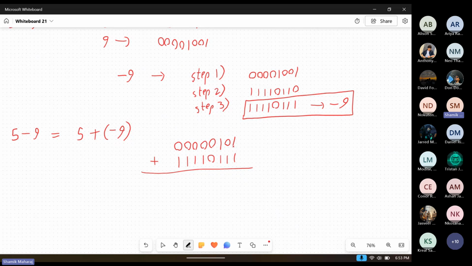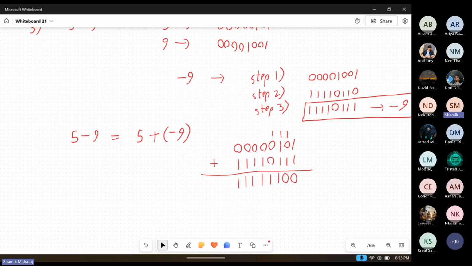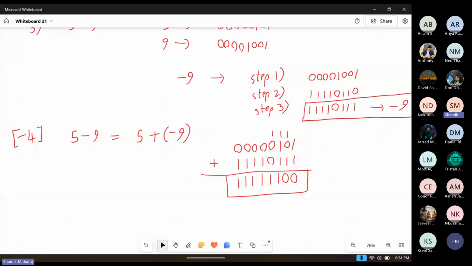So 1 and 1 is 10. That's 0 and 1. Another 10, 0 and 1. 3 ones is 11 in binary, so that's 1 carry 1. That's just a 1, and the rest just give us 1s. That seems a bit strange, doesn't it? But maybe that's okay, because remember, 5 minus 9 is going to give us -4. Let's keep that aside here, -4, and we've worked in 2's complement binary. So this answer we get at the bottom should be a 2's complement binary -4.